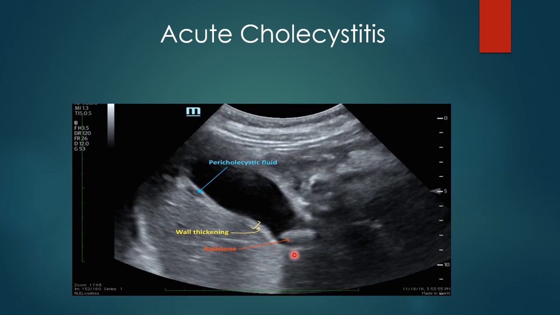This patient, okay, this is a gallbladder. In this case, you see the gallbladder wall is thickened. I told you the wall should be less than 3 millimeters. This is more than 3 millimeters, and there's edema in the wall, and this is known as pericholecystic fluid. This is caused by the blockage of the stone in the Hartmann's pouch. And this is an ultrasound picture of acute cholecystitis.